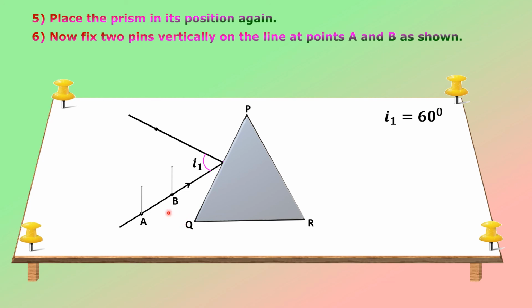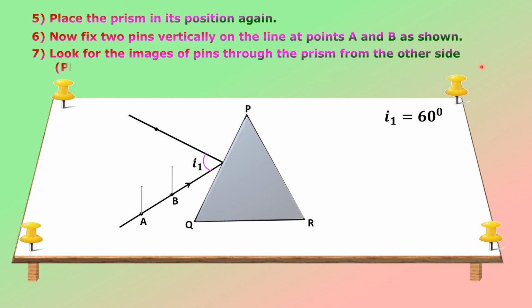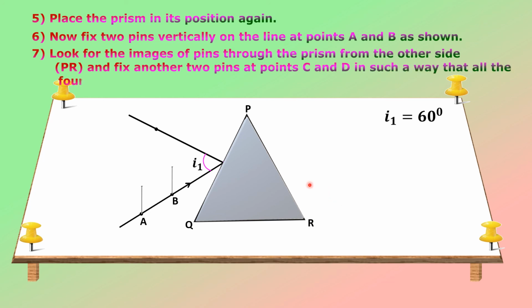And we have to look for the images of these two pins from the other side of the prism PR, and fix another two pins at points C and D. Later I will name them as C and D, in such a way that all the four pins appear to lie along the same line.